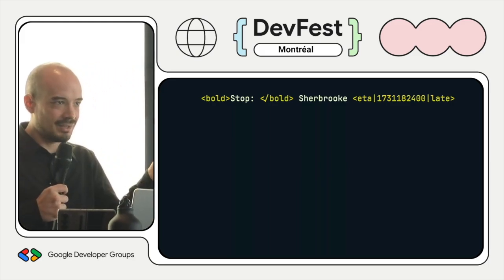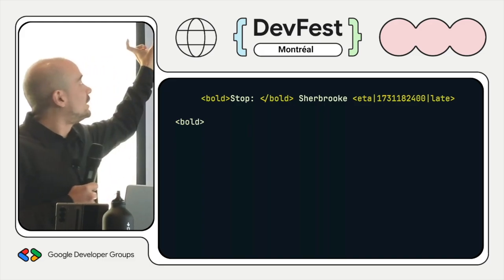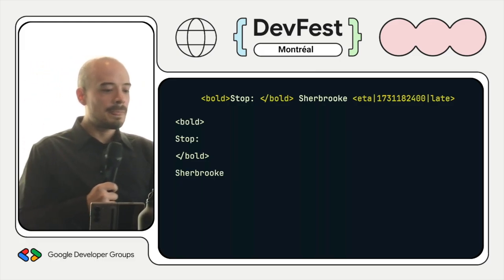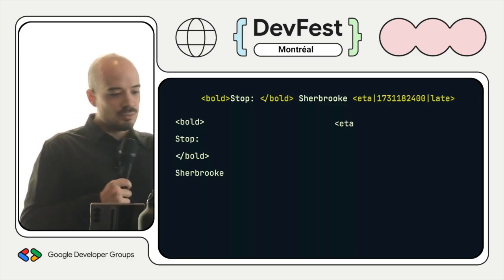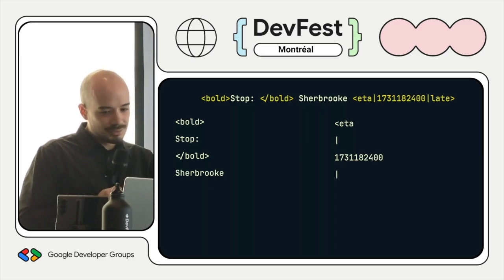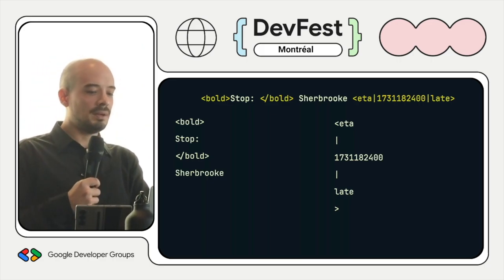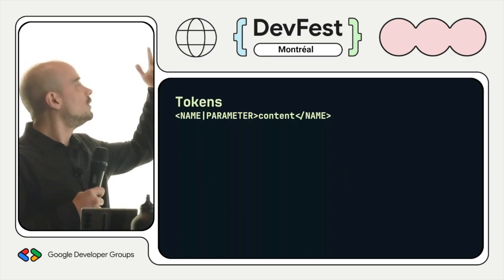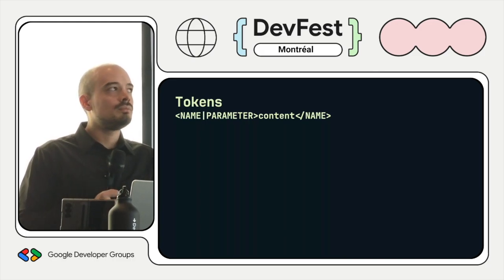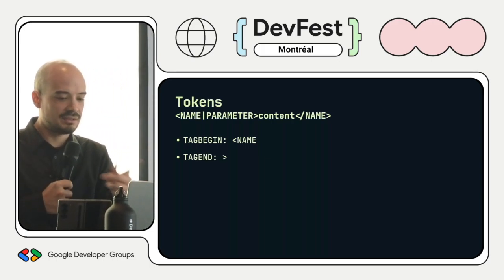So for example, if we have a string like this, if we try to break it down, we have the bold tag at the beginning, we have some content in the middle, we have a close tag, after that we have more content, we have an open tag but no close tag yet, which is the ETA, we have a vertical line separator, we have some sort of parameter, followed by another line separator, a second parameter, and then a close tag. So if we try to reason about the structure of this, our tokens kind of look like this. We have a name or parameter with some content in the middle. So if we formalize those tokens, they would look something like this. We would have a tag begin with a name. We'd have a tag end that's just the closing bracket.